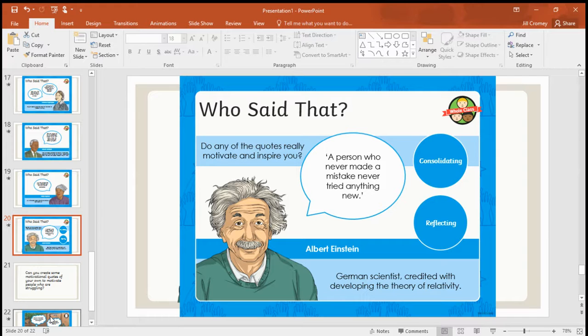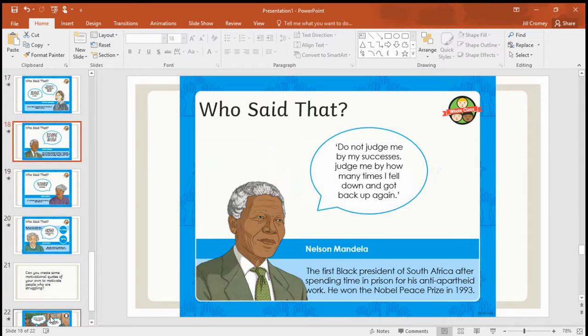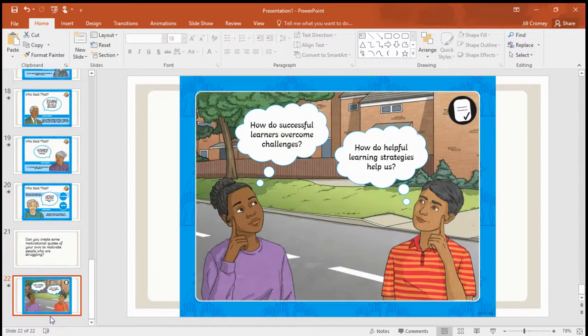Now, I think many of these quotes really motivate and inspire, and make you think that actually it's good to make mistakes. Mistakes are not something we feel comfortable with, and we talk about this an awful lot in class. Those uncomfortable feelings are where the real learning happens. So what I want you to do is have a think about whether you can create some motivational quotes of your own. Can you motivate people who are struggling? What could you say to them to make them keep going? Have a look back at some of these quotes. Could you come up with your own? I'd love to see some of those on Seesaw.